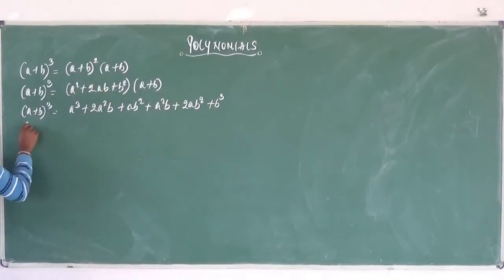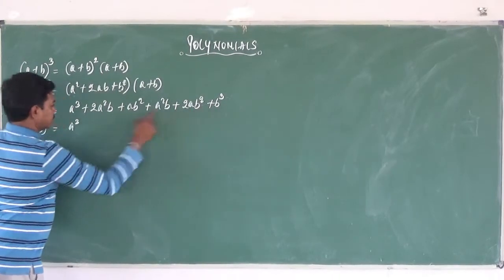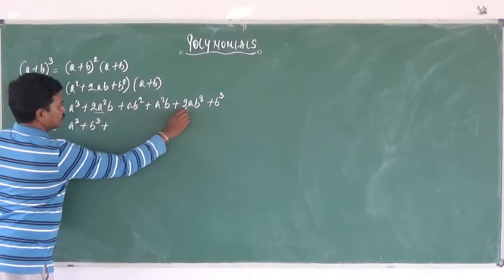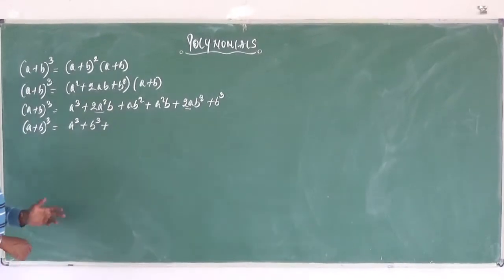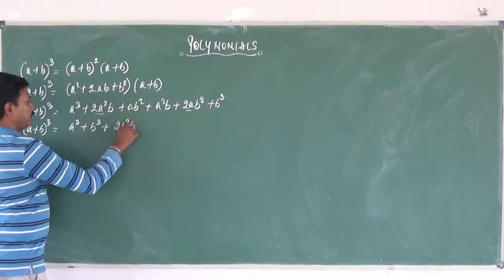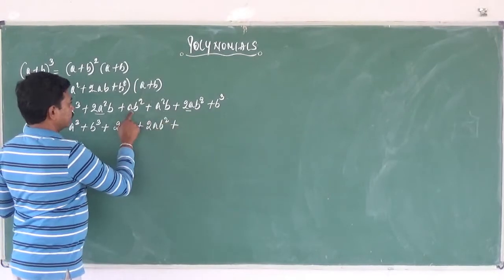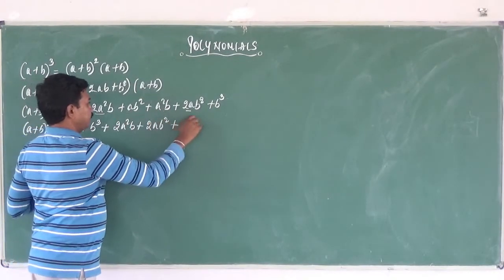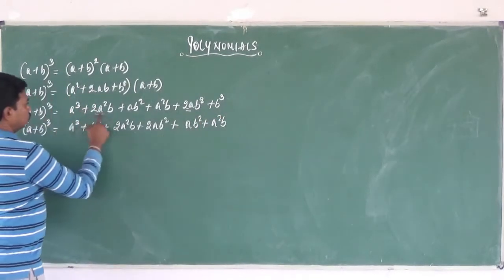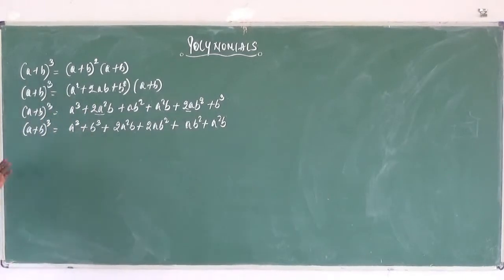So again (a + b)³ can be written as a³. I am going to write this term b³ beside it, plus I am going to write these 2 terms which look alike. They are not like terms, but they look alike. So 2a²b plus 2ab², plus I am going to write these 2 terms, ab² plus a²b. So totally 1, 2, 3, 4, 5, 6 terms are there. So nothing is missed.